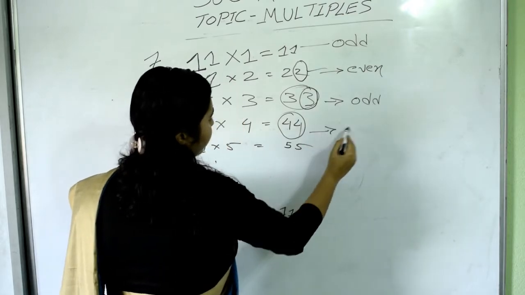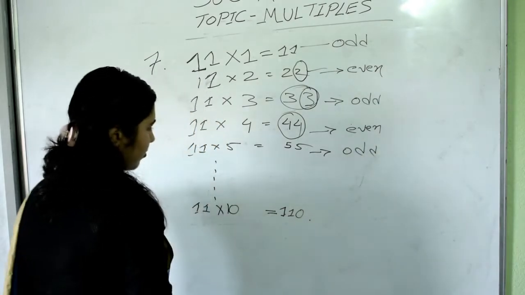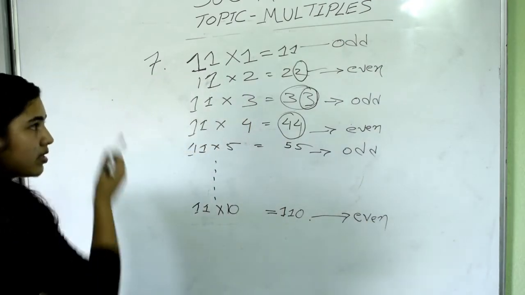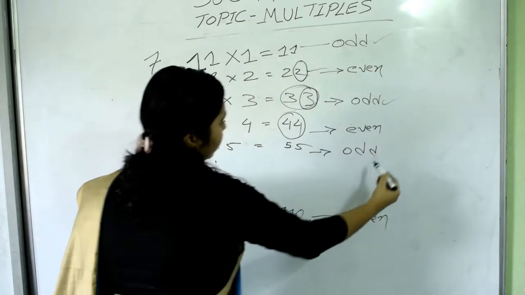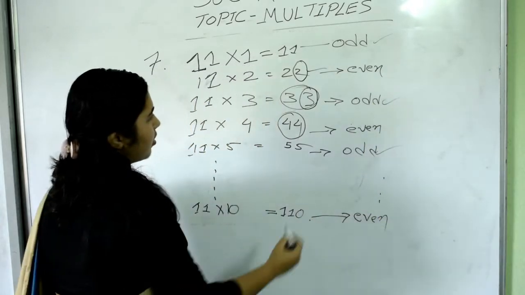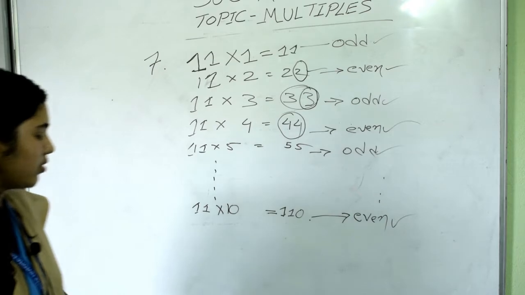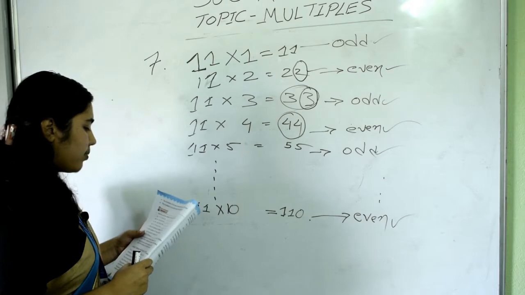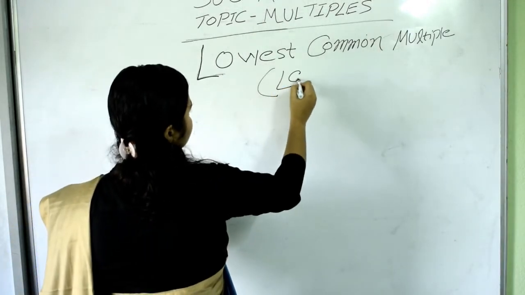Again odd, and 44 is even. 55 is odd. And lastly, 110 is even. That means the first one is odd, the third one is odd, the fifth one is odd, and so on. The second one is even, the fourth one is even, and the 10th one is also even. That means the multiples of an odd number are alternately odd and even.